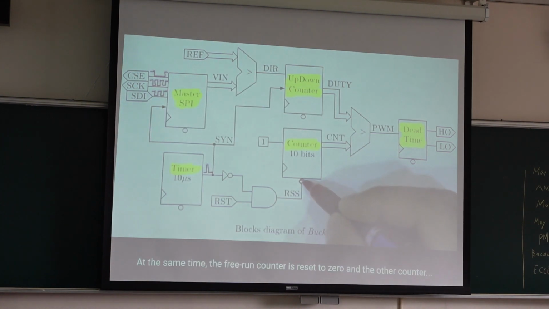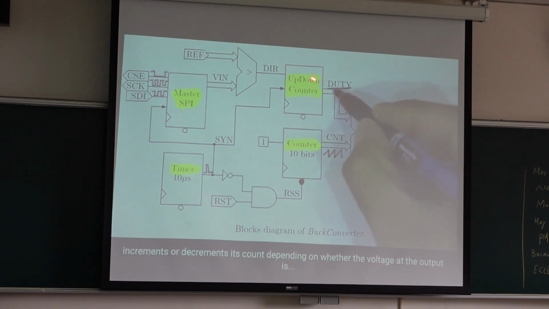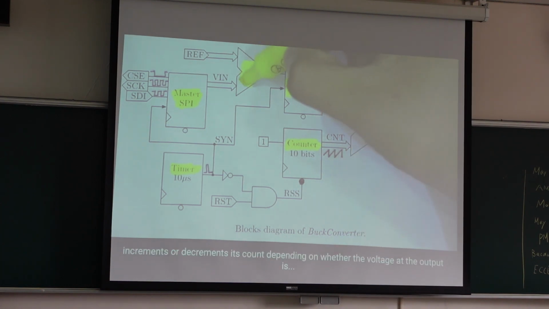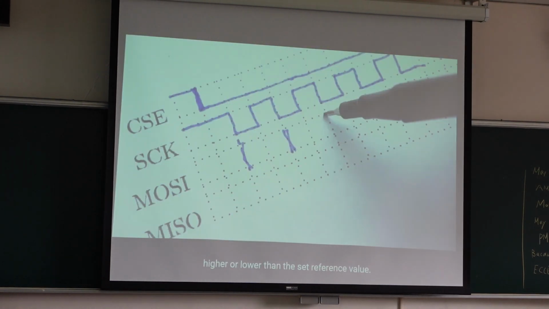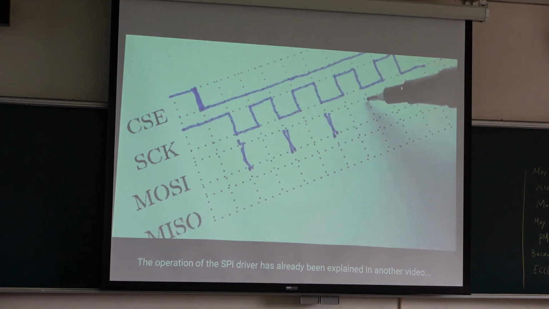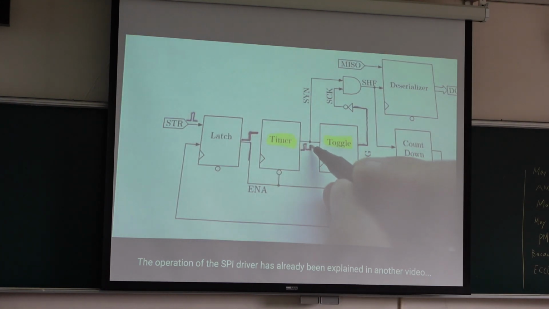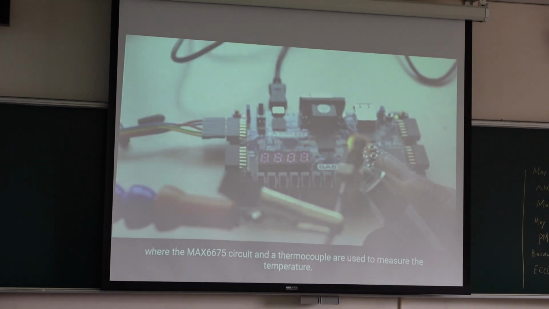Cuando el timer produce un pulso positivo, el driver del SPI inicia la lectura del ADC. Al mismo tiempo, el contador de carrera libre se restablece a cero y el otro contador incrementa o reduce su cuenta dependiendo de si el voltaje en la salida es mayor o menor al valor de referencia establecido. El funcionamiento del driver SPI ya lo he explicado en otro video donde se utiliza el circuito MAX6675 y un termopar para medir temperatura.